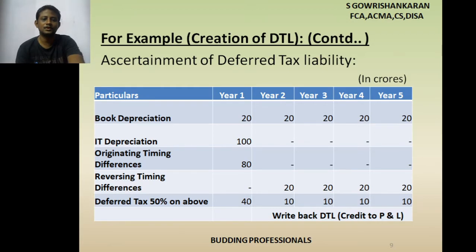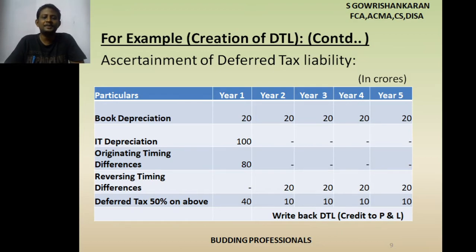So just look at this. Continuation. Deferred tax liability, how is it arrived? Due to timing difference, this deferred tax liability is arrived. What is this timing difference? Now look at the first item. Particulars: year 1, year 2, year 3, year 4, year 5. Under that, book depreciation. What is your book depreciation actually? 20 crore in all the 5 years.